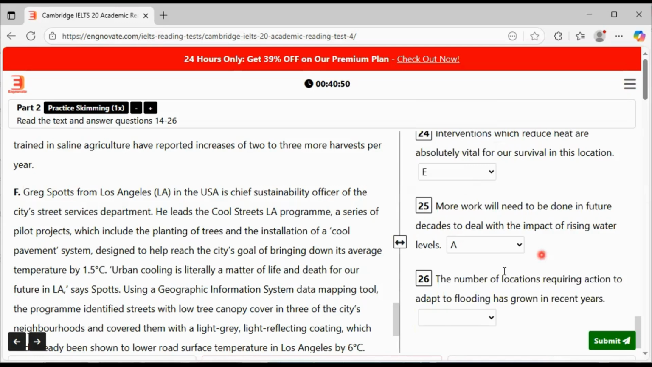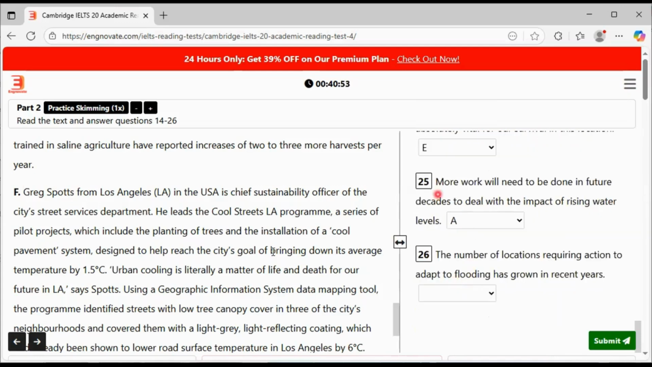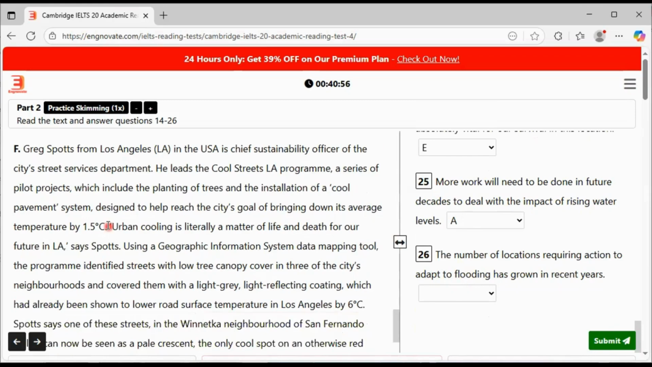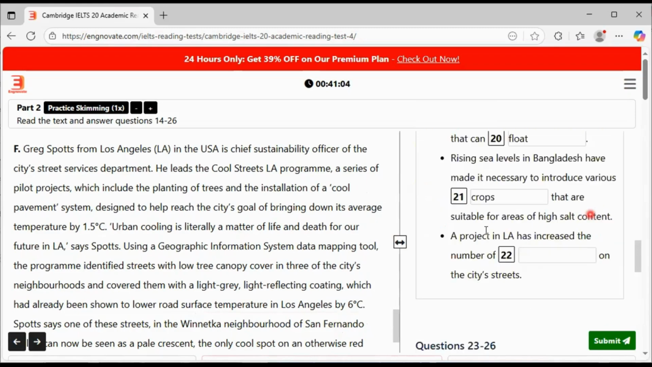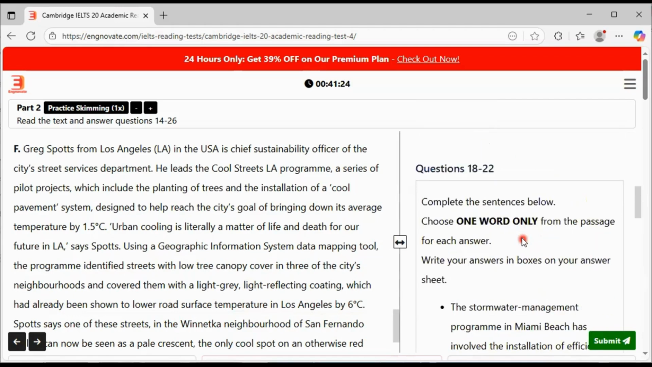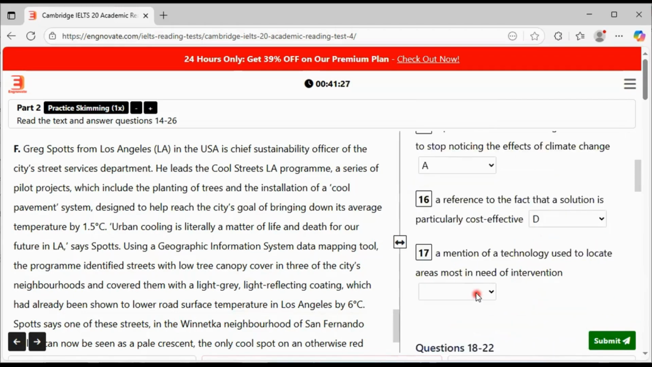This one of flooding, I'm guessing it's going to be that Susanna now, because I've not seen anything about flooding again here. Urban cooling is literally a matter of life and death. Let me check. Gap filling. A project in LA has increased the number of dash on the city's streets. Urban cooling is literally a matter of life and death for our future. Using GIS mapping tool, this is technology for identifying. GIS is a technology for identifying something. That's in paragraph F. So number 17 is going to be paragraph F.